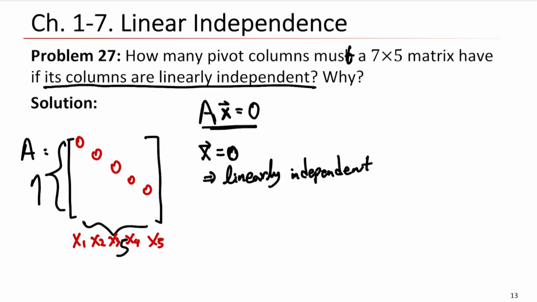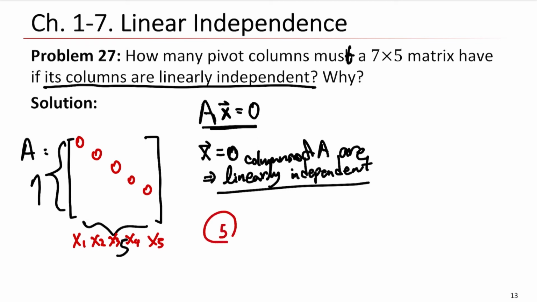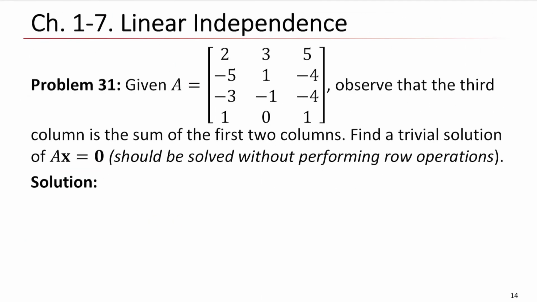Linear independence. Okay, let's say the columns of the matrix A are linearly independent in this case, right? So how many pivot columns must be in here? In this case, 5, right? If not, Ax equals 0 has infinitely many solutions, so the columns of matrix A would be linearly dependent, not independent. Okay. So let's move to the next problem.